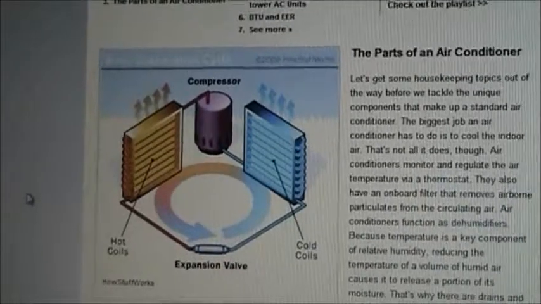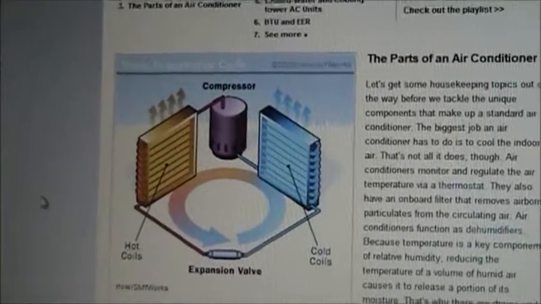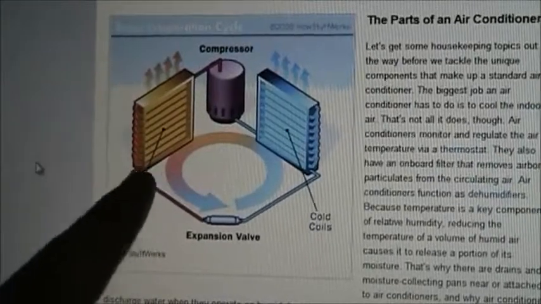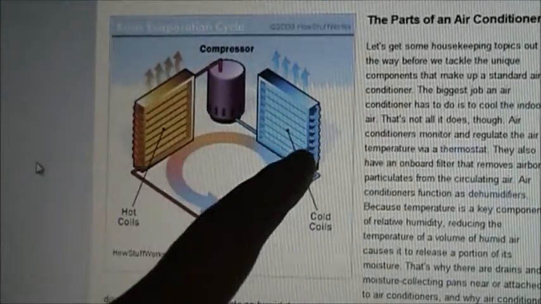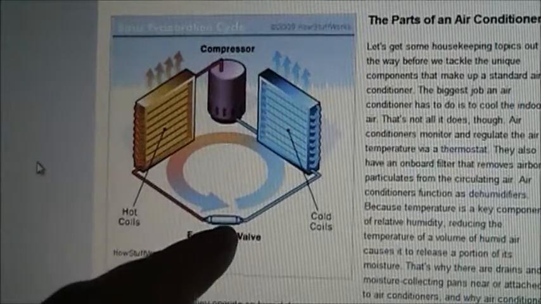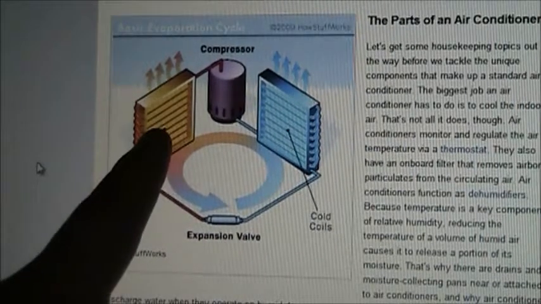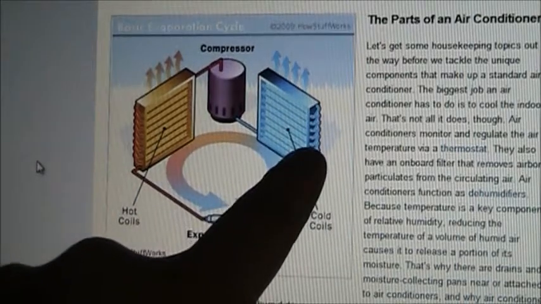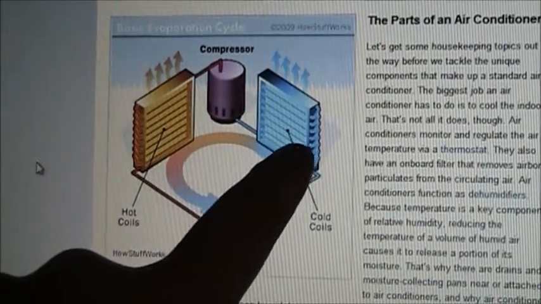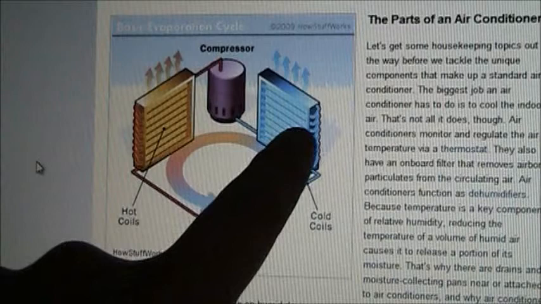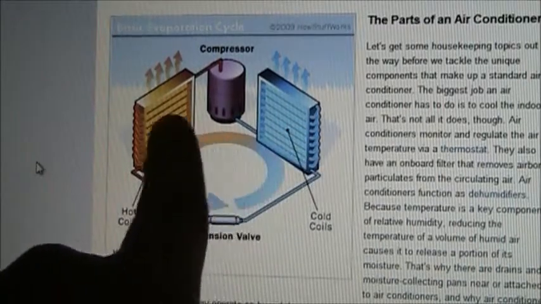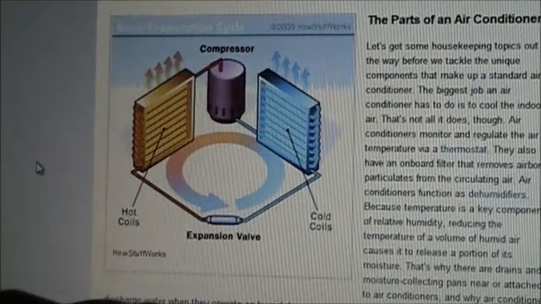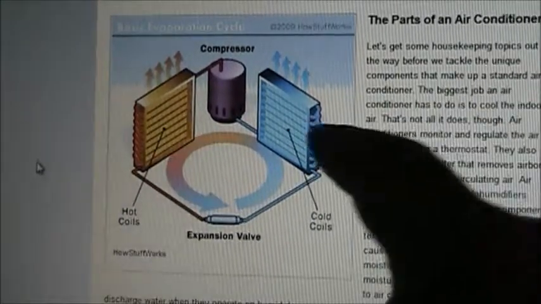Alright, so you can see this says hot coils, this says cold coils, compressor, and expansion device right here. This is the condenser coil, this is the evaporator coil in the inside unit in the air handler, or the evaporator coil on your furnace, and this is the condenser coil and the compressor in your outside unit. So we'll start at the compressor.